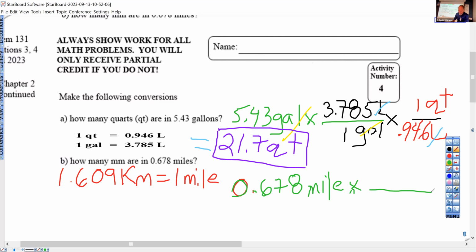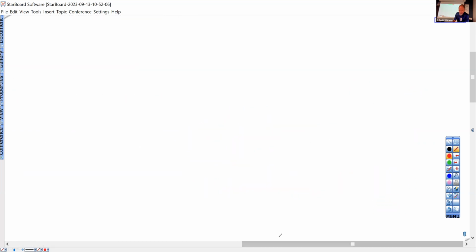What do we got? What has to go on the bottom? What unit? Mile. That's 1 mile. What's going to go on the top? 1.609 kilometers. And I want millimeters. Whoa, kilometers.